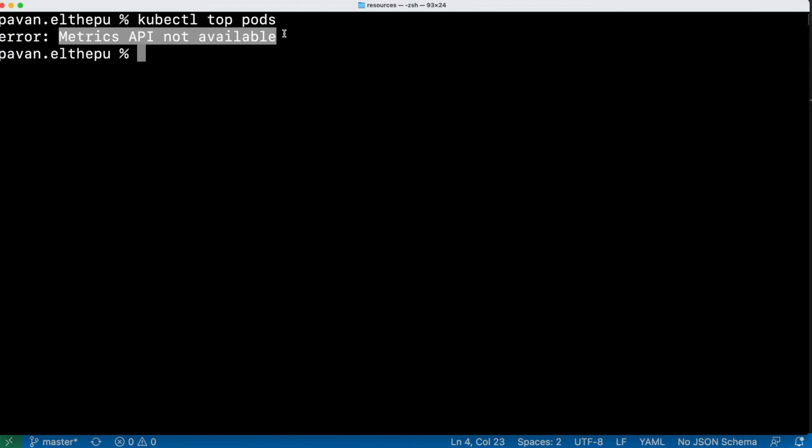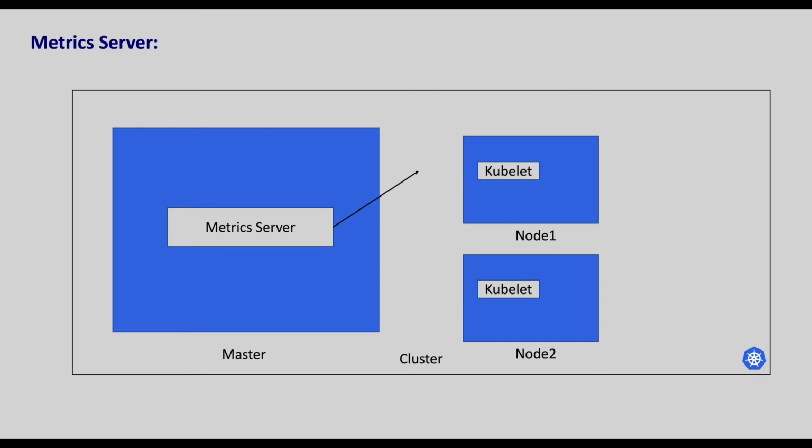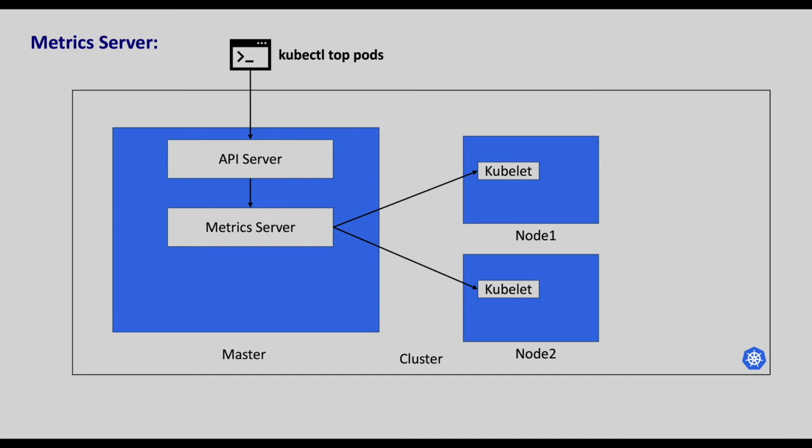The error says that the metrics API is not available. The kubelet on each node collects metrics such as CPU and memory from our pods, and the metric server collects and aggregates metrics from all kubelets. So the kubectl top command consumes the metrics exposed by the metric server through the API server. So we need to enable the metric server in our cluster to check the pod resource consumption.